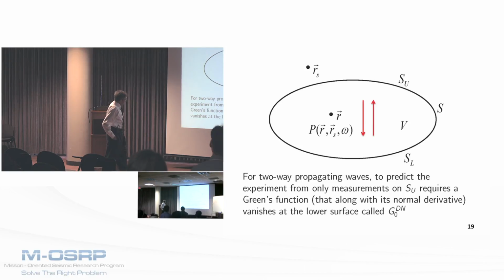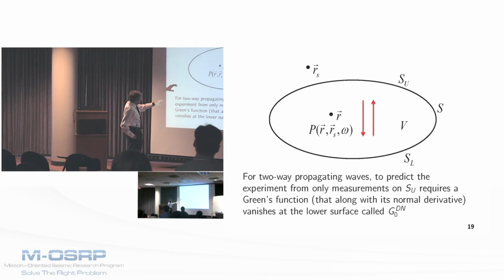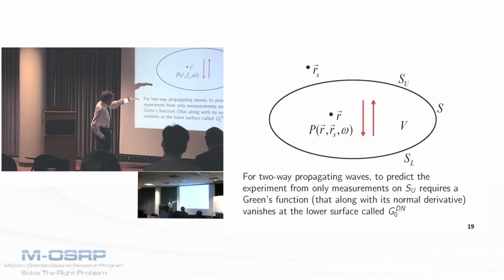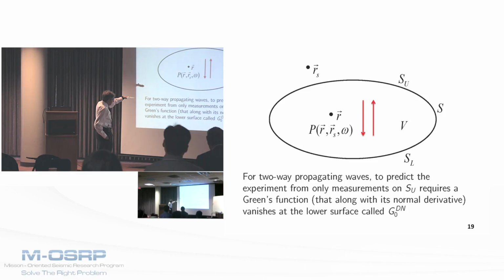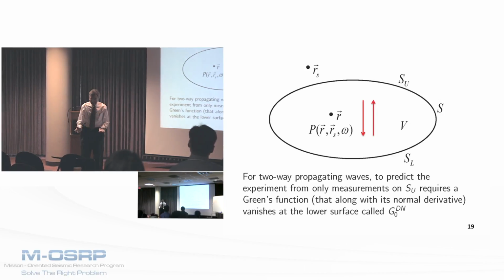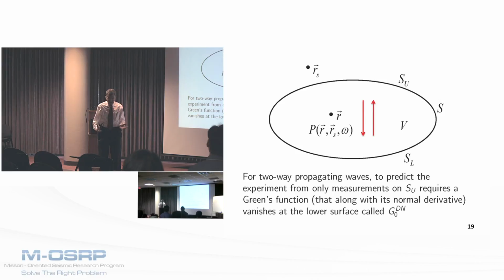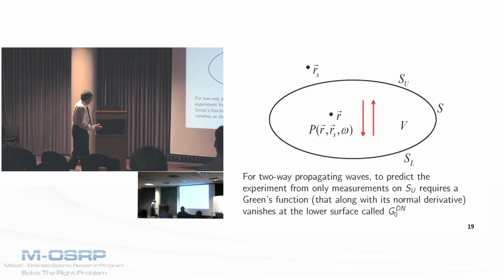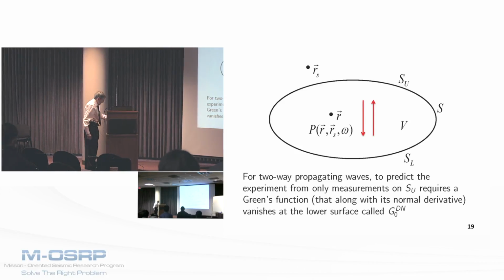To do that with measurements only on top, you have to pick the Green's function and its normal derivative on the bottom, both to vanish. Okay? We call that G0dn. In other words, in classic math physics, if I get the field all around, they call that Dirichlet. Let's talk about the last slide. There's a slide I skipped, maybe most important.